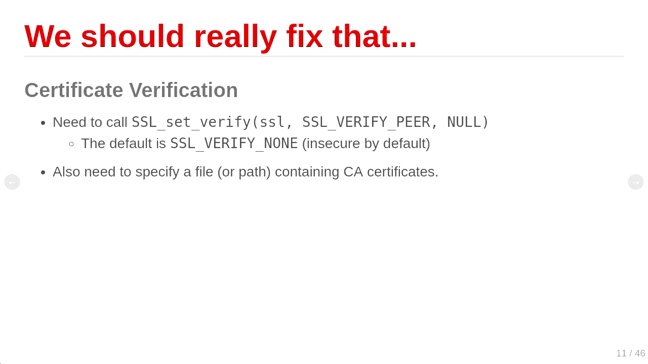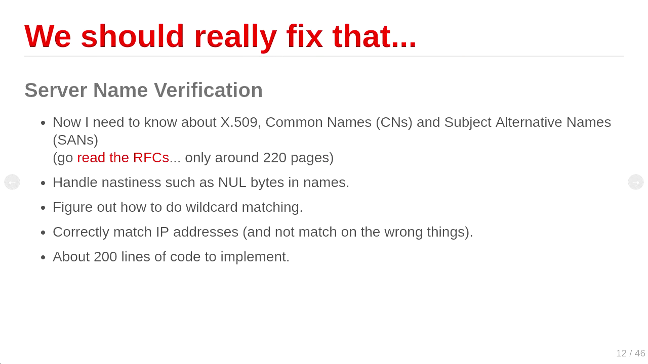We also need to specify a file or a path which happens to contain the CA certificates which we actually wish to use, which is possibly a little obvious, or at least we could have a default. As far as the server name verification side of things goes, however, this is really fun. We need to know about X509. We need to know about common names. We need to know about subject alternative names.